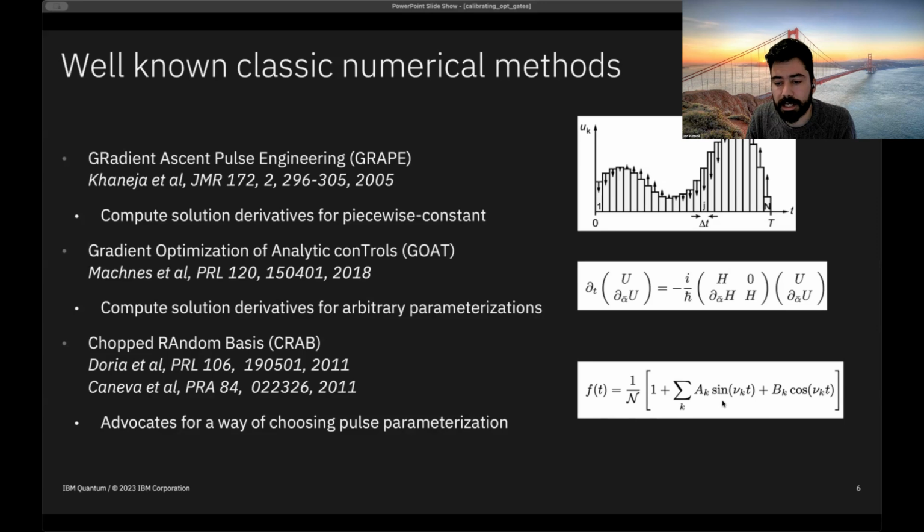They advocate for a decomposition rather than piecewise constant, a decomposition in terms of sines and cosines, like a Fourier type decomposition. I primarily mention these because they are classic, and I see them cited all the time. So I wanted to just say these.